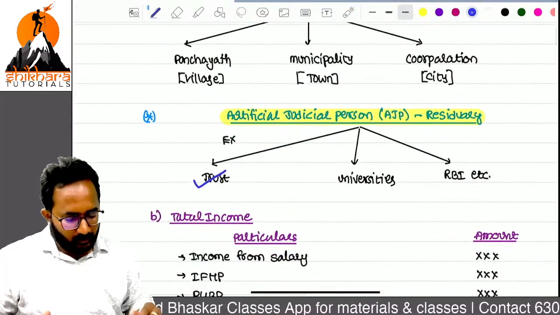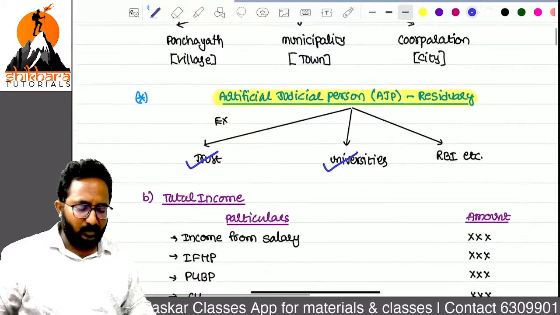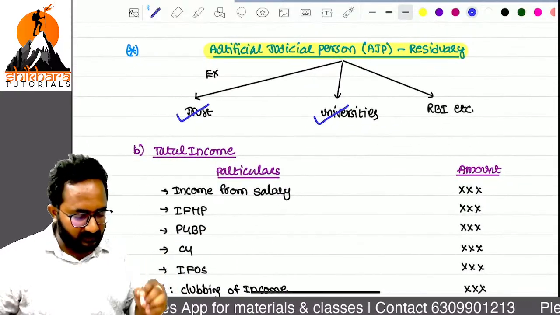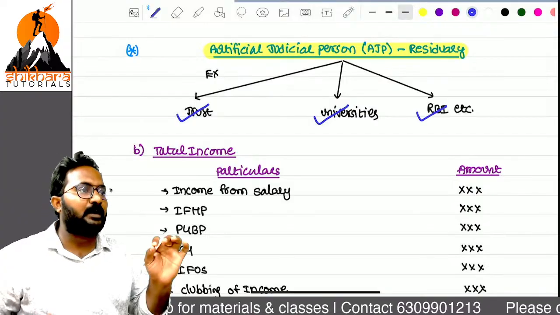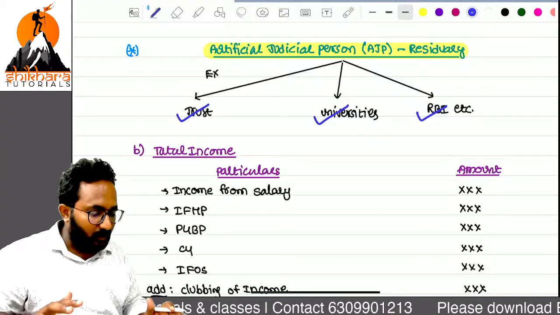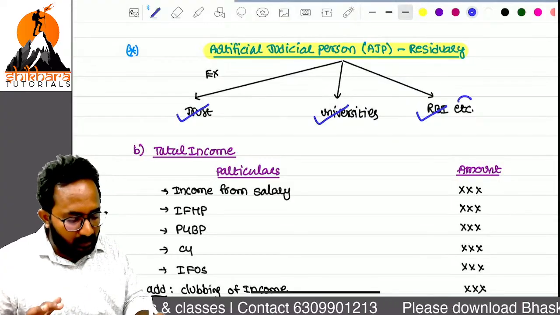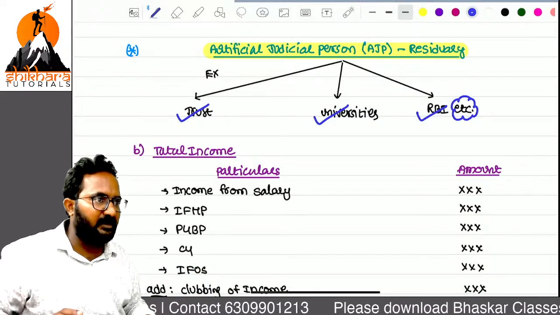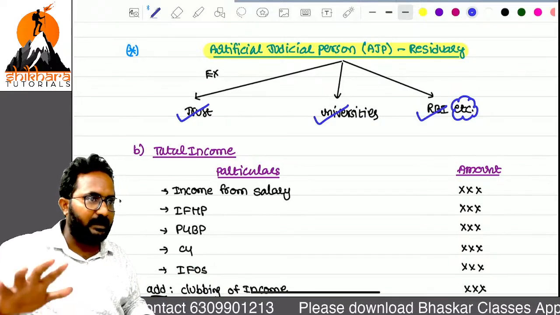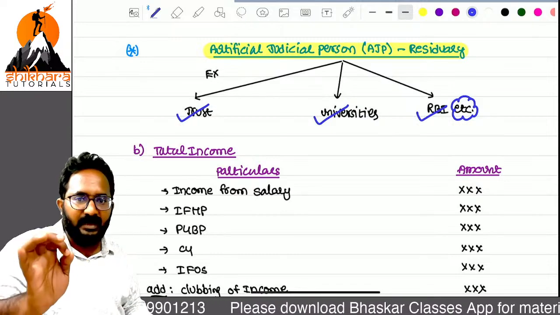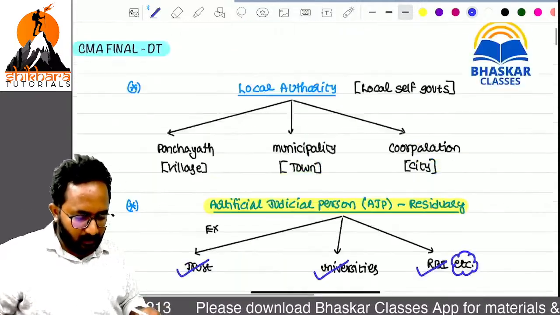Trust, universities, I think you know many university names. All universities are also classified into AJP. Next, ma, statutory bodies like RBI, yes ma, courts, etc. These are all classified into what, ma? AJP. Simply you can remember these three things, the remaining: if anything is not categorized into the above categories of the person definition, that can be categorized into AJP.